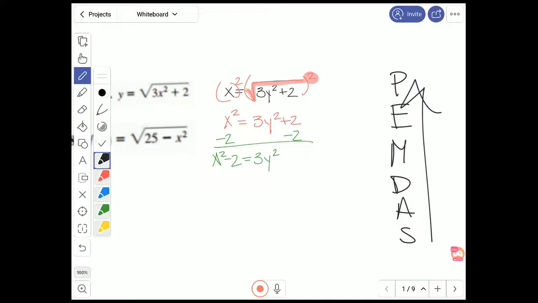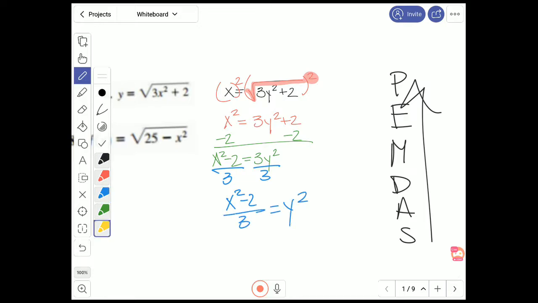So you take care of your addition and subtraction first, then your multiplication and division, then you take care of your exponents. That just helps you figure out where you're going with all that. So I need to divide next. I'm going to divide both sides by 3, and I get x squared minus 2 divided by 3 equals y squared.